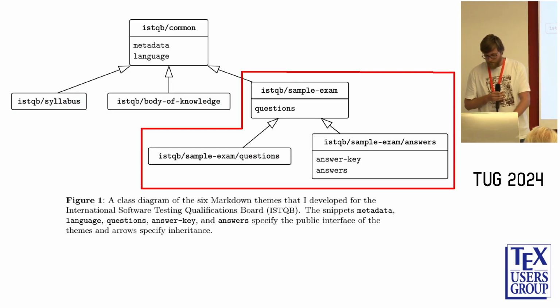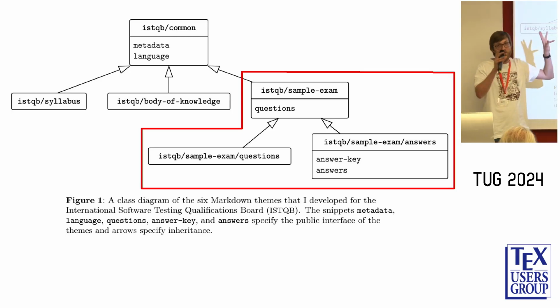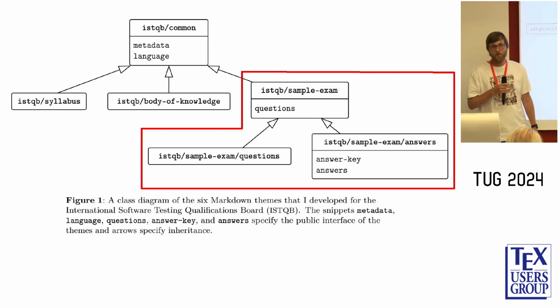So the base theme is called ISTQB/common. It enables Markdown syntax extensions, and it also defines the mapping between the Markdown elements and the LaTeX markup, which is defined by the document class. It also exposes what I call snippets, which are basically a public interface which the authors can use to interact with the theme.